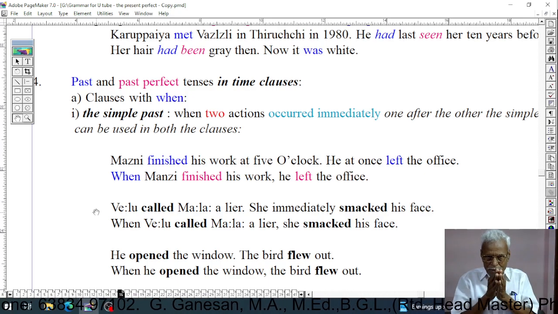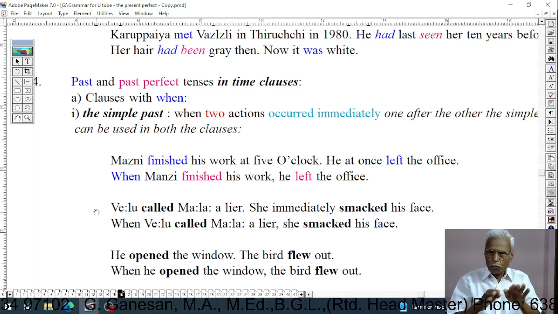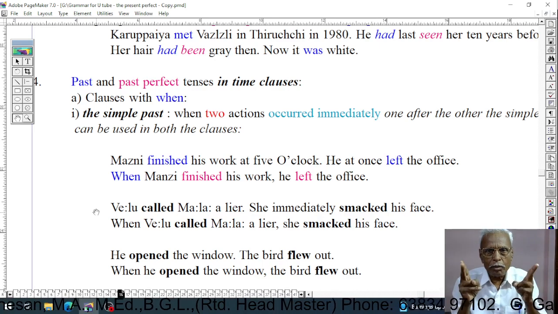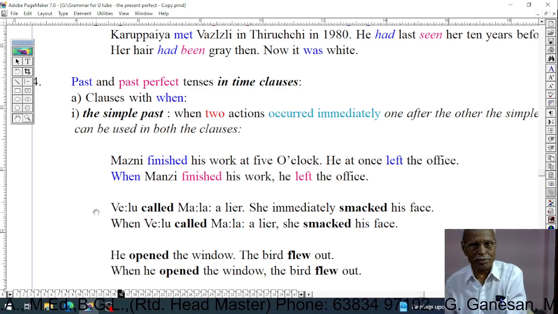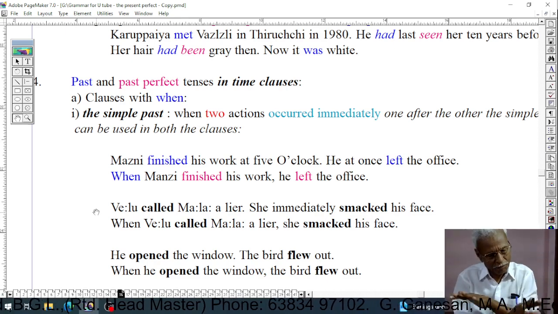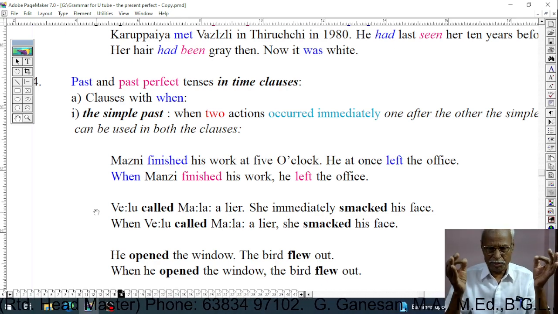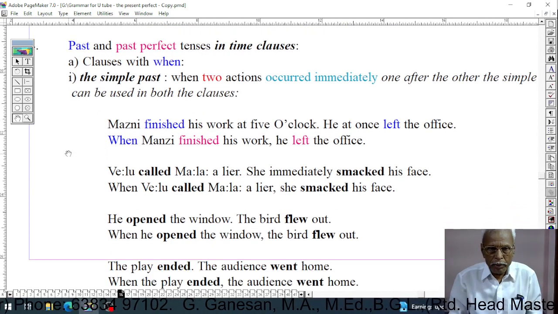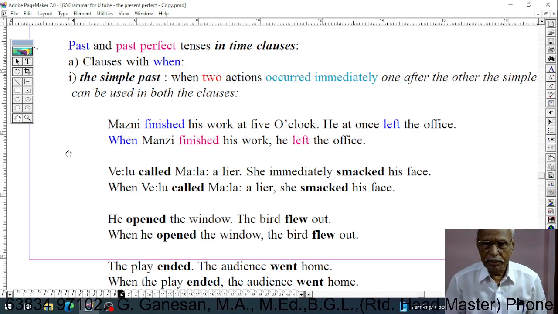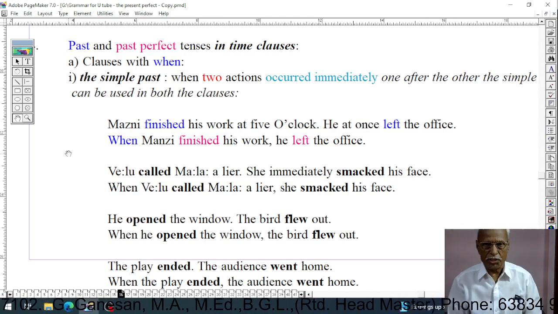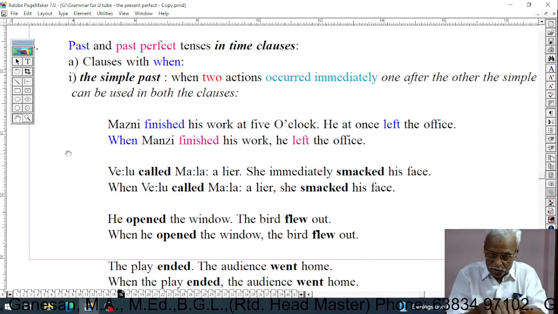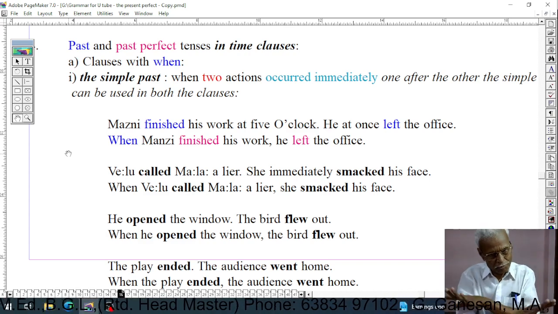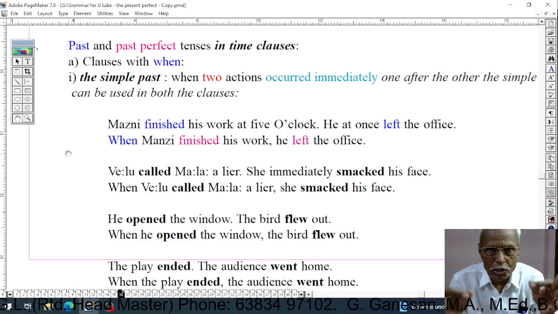See, the two actions happen in the past one after another. Both actions can be expressed using two simple past tenses. The first action and the second action can be well expressed using two simple past tenses. You see, Mani finished his work at 5 o'clock. He at once left the office. Two simple sentences, simple past. Then a complex time clause: when Mani finished his work, he left the office. Both actions have been expressed using simple past.